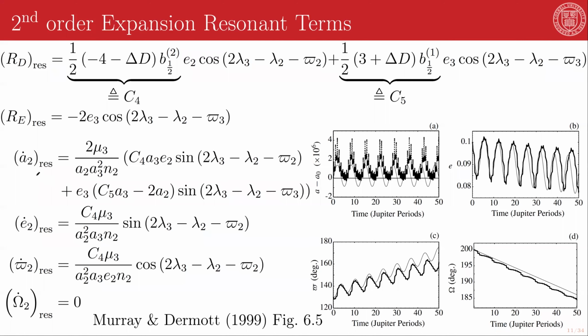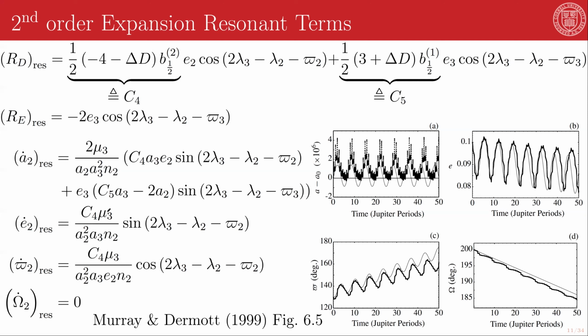We predict a time rate of change in the semi-major axis of body 2 of this form, two sinusoidal terms with the same argument with slightly different coefficients. The time variation in the eccentricity of body 2 has a very similar form, the same sinusoidal variation times a slightly different amplitude, and the exact same thing for var pi 2, except 90 degrees out of phase, since this is cosine, this is sine. And we are predicting that due to the resonant perturbation, there is no variation in the longitude of the ascending node of body 2.